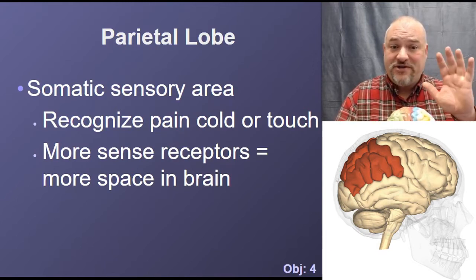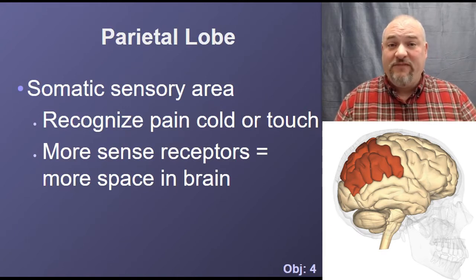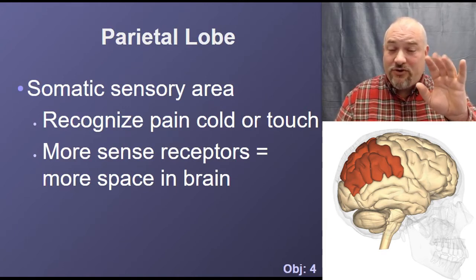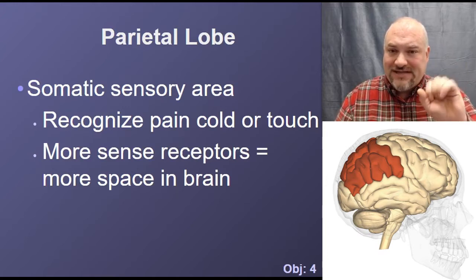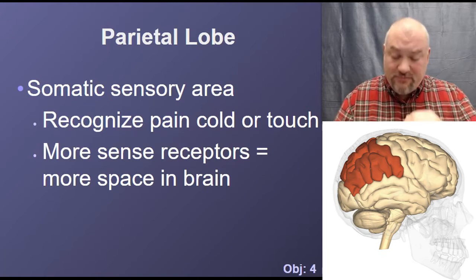So you actually have more space in your brain, in the somatic sensory area, dedicated to your hand than you do to, say, your entire back. Even though the back is way bigger, you have so many more nerve endings in your hand, so much more sensitivity there. You need more processing power to deal with all that information coming in, so you need more space.